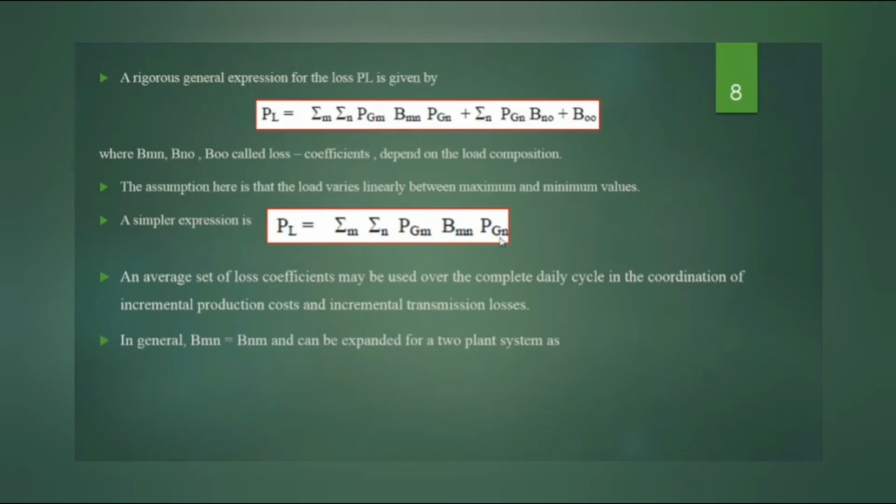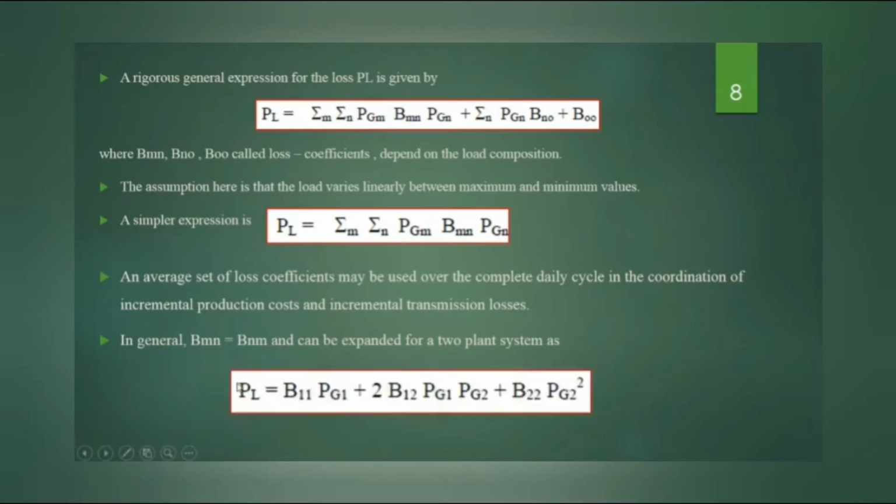In general, Bmn can be expanded for a two-plant system as PL equal to B11 PG1 squared plus 2 B12 PG1 PG2 plus B22 PG2 squared. Here m is 1 and n is 2. So according to that, you will get this equation.